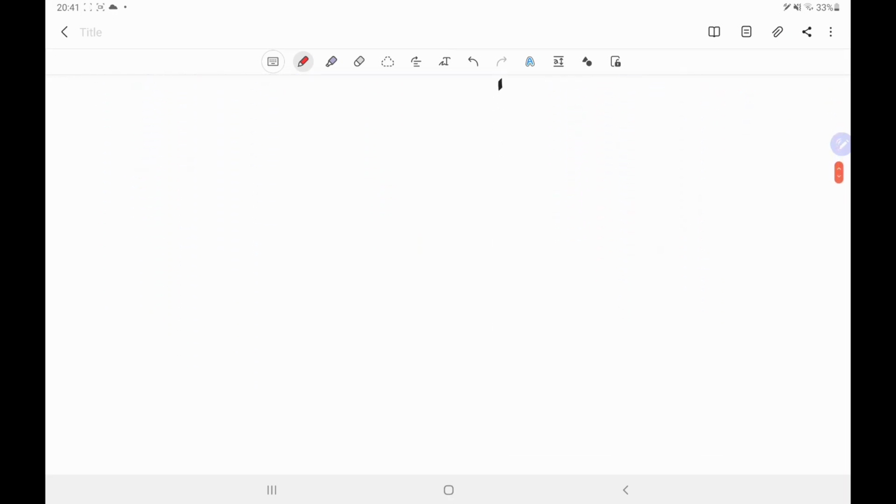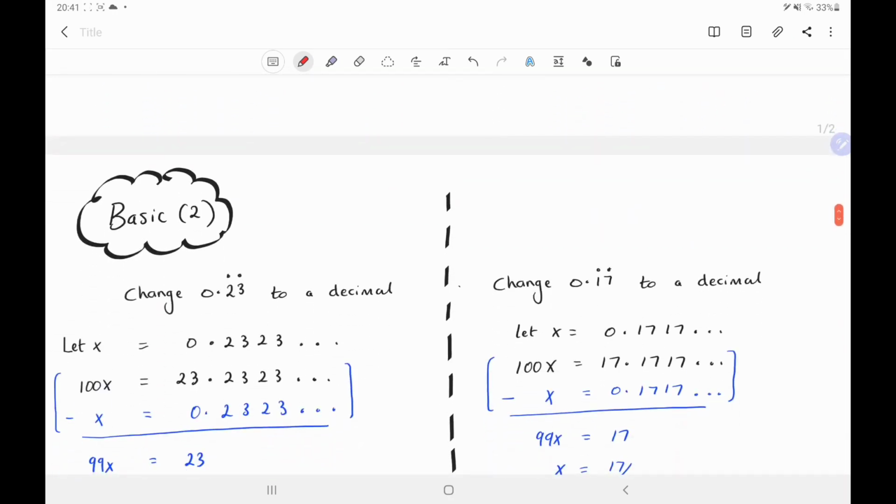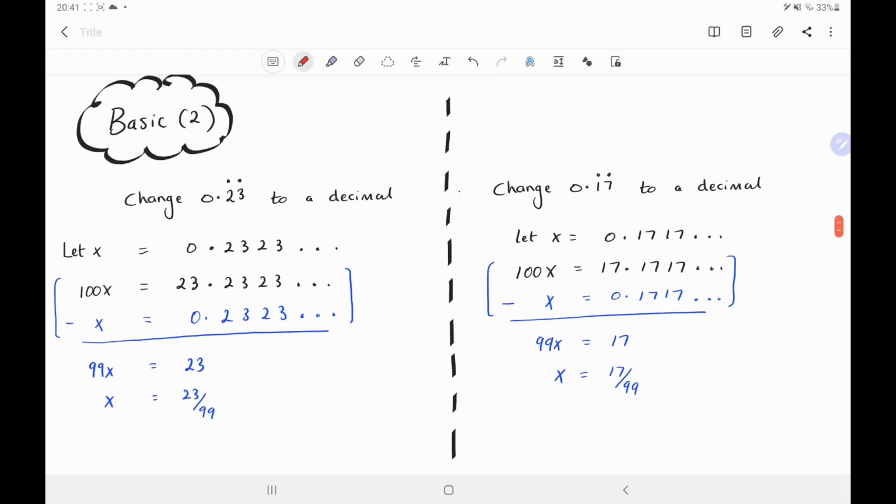Moving on to the next type, where we have 2 digits recurring. So the question on the left hand side is 0.23, where the 2 and 3 recur. Very similar here, 0.17, where the 1 and 7 recur. Same as before, just call it X, but write it out with a few of the digits recurring.